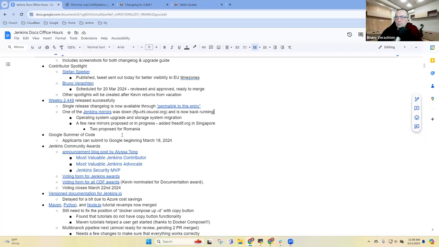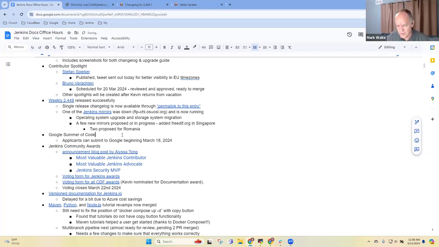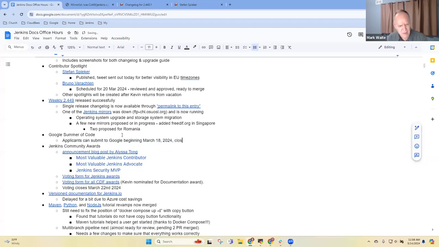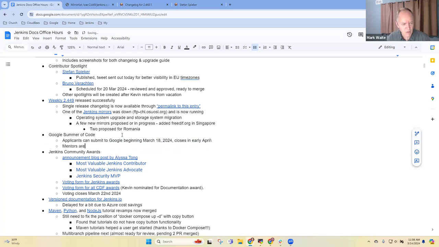No. Okay, Google Summer of Code. So Ayush, was there something you wanted to ask? March 18th is the opening of submissions to Google by potential contributors. It will close, I believe, early April? I think so. So a period of roughly 2 weeks where applications can be submitted. Mentors are reviewing and commenting on proposals. Right, on draft proposals.